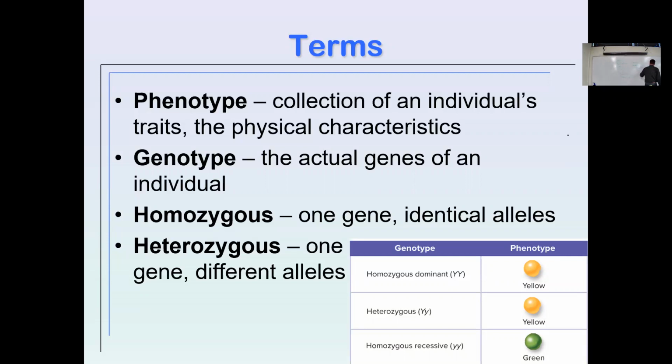Now the yellow could occur with a yellow allele from each parent, or it could also occur with a yellow allele from one parent and a green allele from another parent. So we call it homozygous where you have two of the same. Heterozygous is where you have one of each.